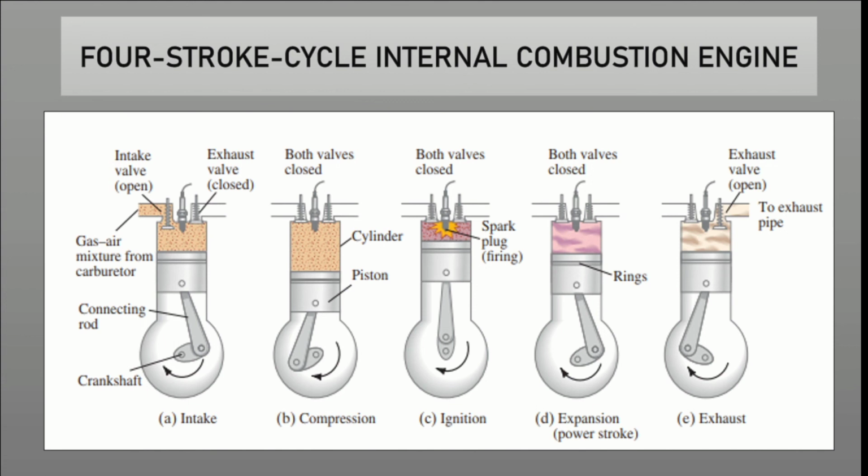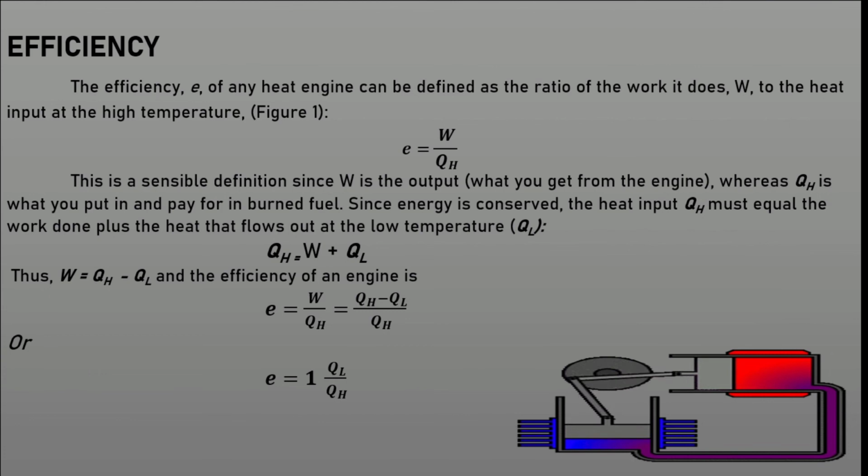So we are going to talk also about the efficiency. As we can see here in the equation, E of any heat engine can be defined as the ratio of the work it does, W, to the heat input at the high temperature. E is a sensible definition, since work, W, is the output, and QH is what you put in and pay for in burned fuel.